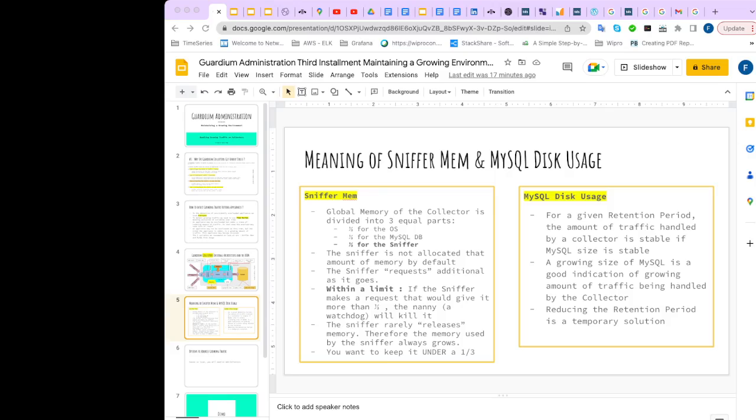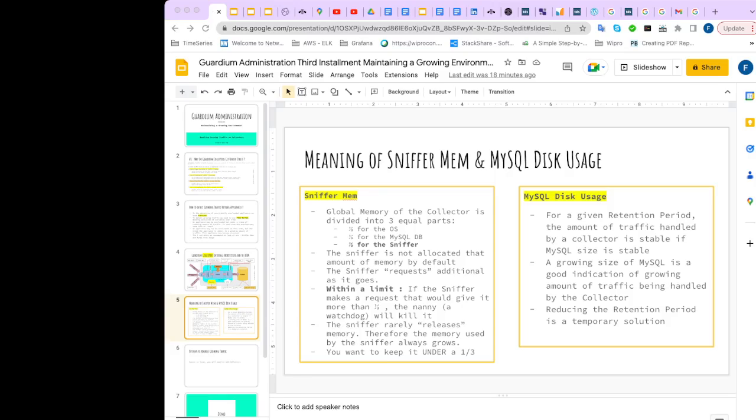But if the sniffer makes a request to get more memory that would give it more than a third of the memory, the watchdog called the nanny will kill it. The sniffer rarely releases memory, and therefore the memory used by the sniffer always grows. And this is why you need to look at it. If the traffic grows, the memory to be used is probably going to grow as well, and you may reach the limit of a third.